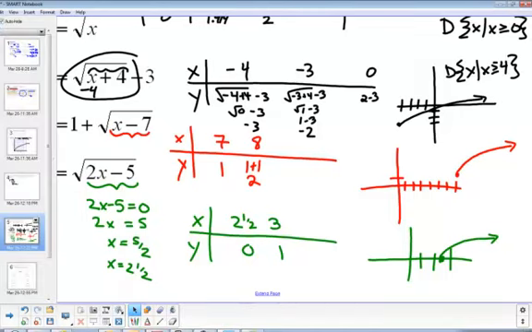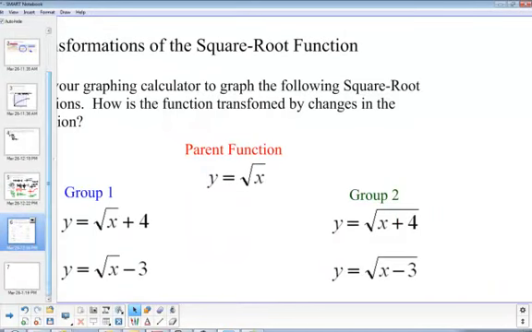So let's talk about the shifting now with the graphs. I'm going to pull the graphing calculator up and see if we can look at 2 screens at once.